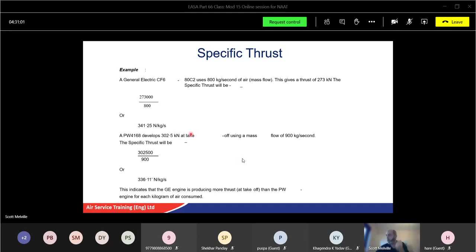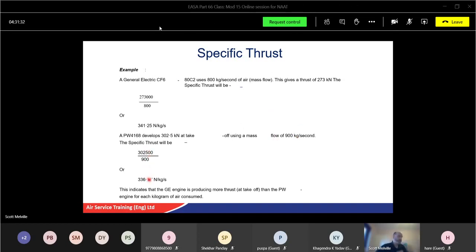So we've got, as you can see there, the CF6 has got 273 kilonewtons, whereas the Pratt & Whitney develops 302 kilonewtons at takeoff, but it's the mass flow rate that changes it. Yeah, so just because the engine's got a certain amount of thrust, it all depends on the mass flow rate. So that one there uses 800 kilograms a second of mass flow, whereas that's 900 kilograms a second of mass flow. So that needs more air to get that thrust.